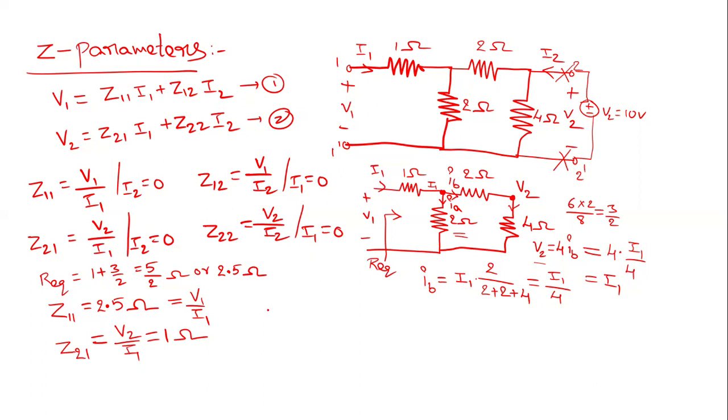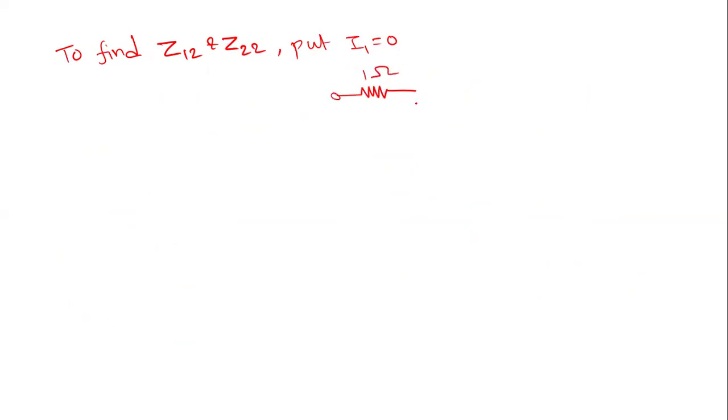Similarly, to find the Z parameters Z12 and Z22, we need to apply I1 as 0. Put I1 0. In this circuit, if you make I1 0, this will be open circuited. This is the 1 ohm resistor, and this is the 2 ohm resistor.